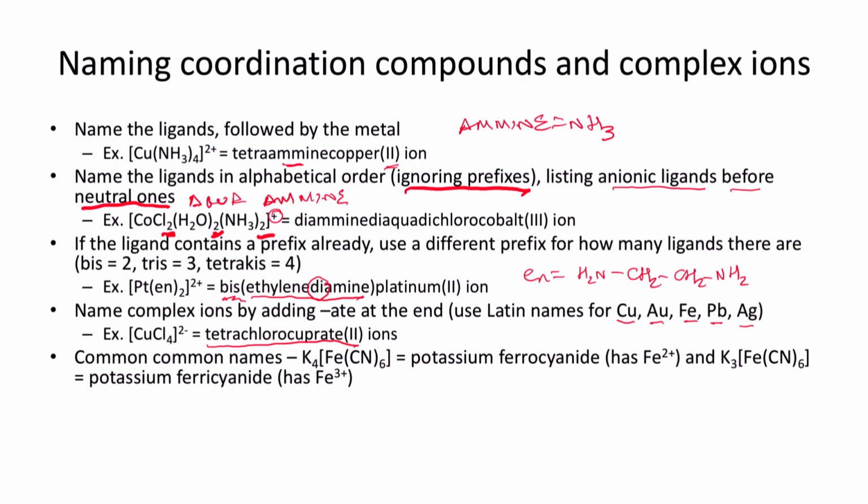Even though there are all these rules, we still use some common names that you should be familiar with. So for example, K4Fe(CN)6 is simply called potassium ferrocyanide. And so this potassium ferrocyanide has in it Fe2+ ions in the center. But if I had ferricyanide with an I as opposed to an O, this has Fe3+ ions. That's the difference. And you see the difference in the formula here. It's K3Fe(CN)6 instead of K4Fe(CN)6.